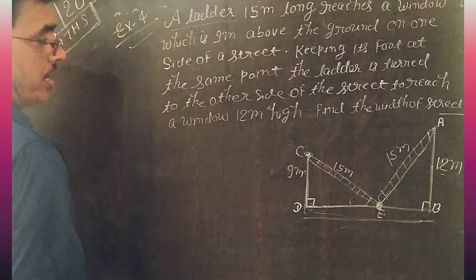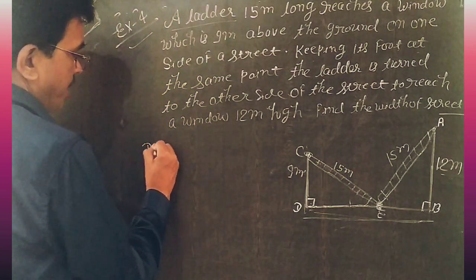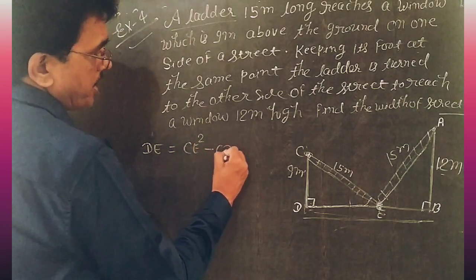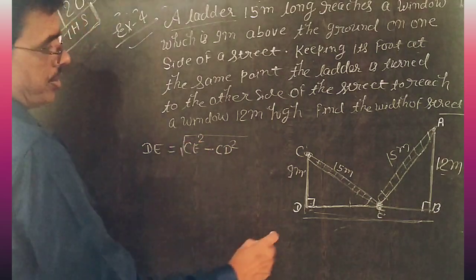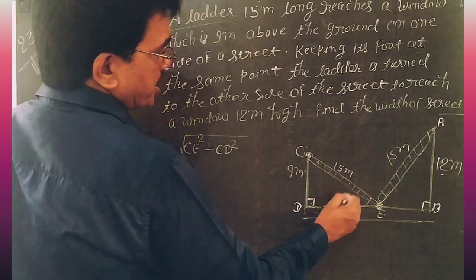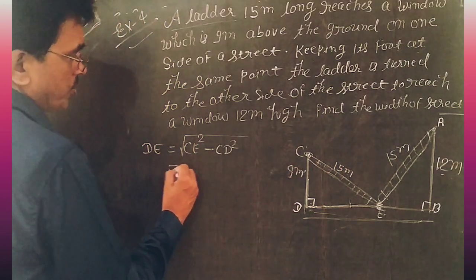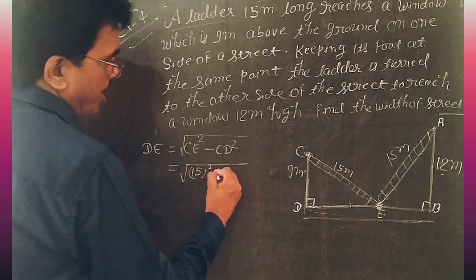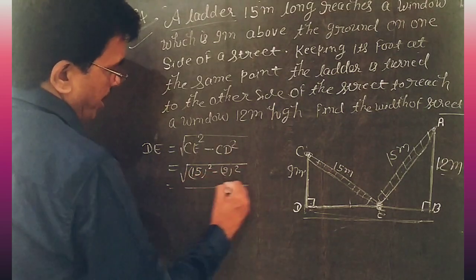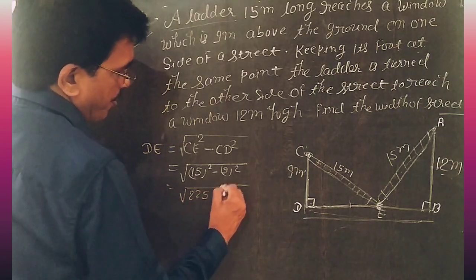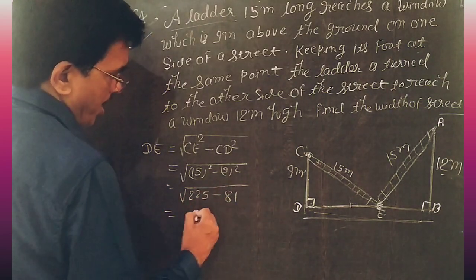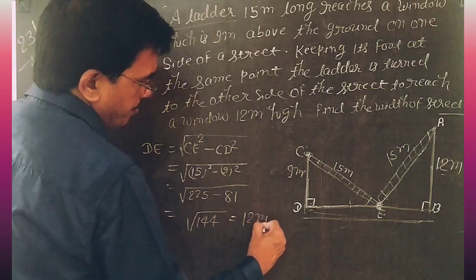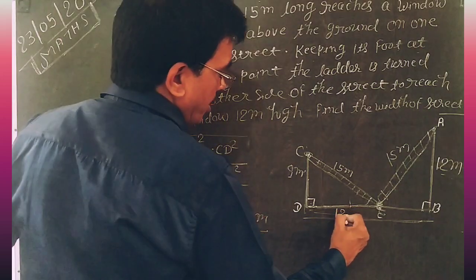So first you find DE. DE is equal to the square root of CE square minus CD square. It is the hypotenuse, it is the base, so base is equal to the square root of H square minus P square. So now write, it is 15 square minus 9 square, that is 225 minus 81, that is 144, and it is 12 meter. So DE is equal to 12 meter.